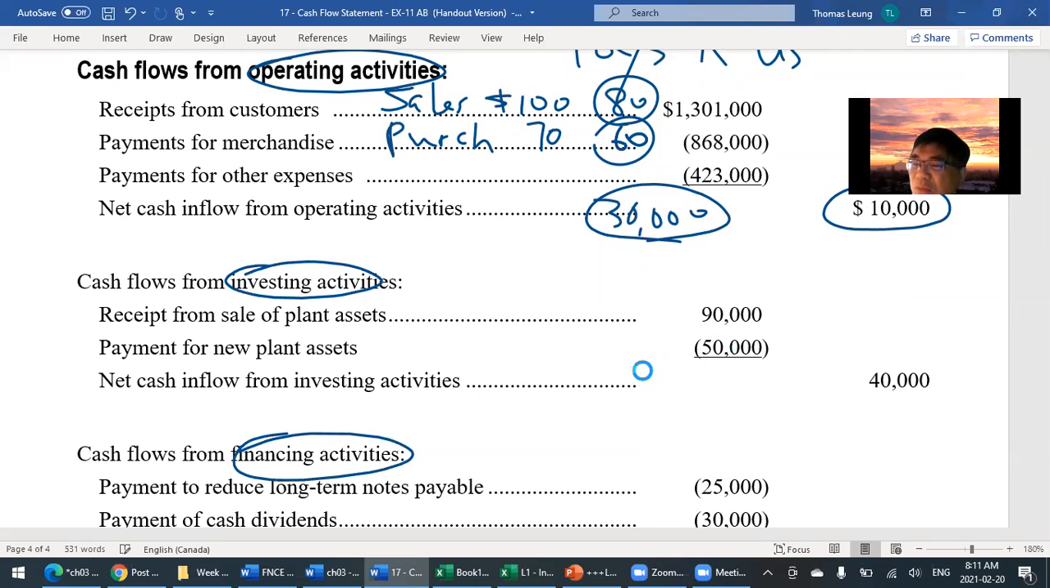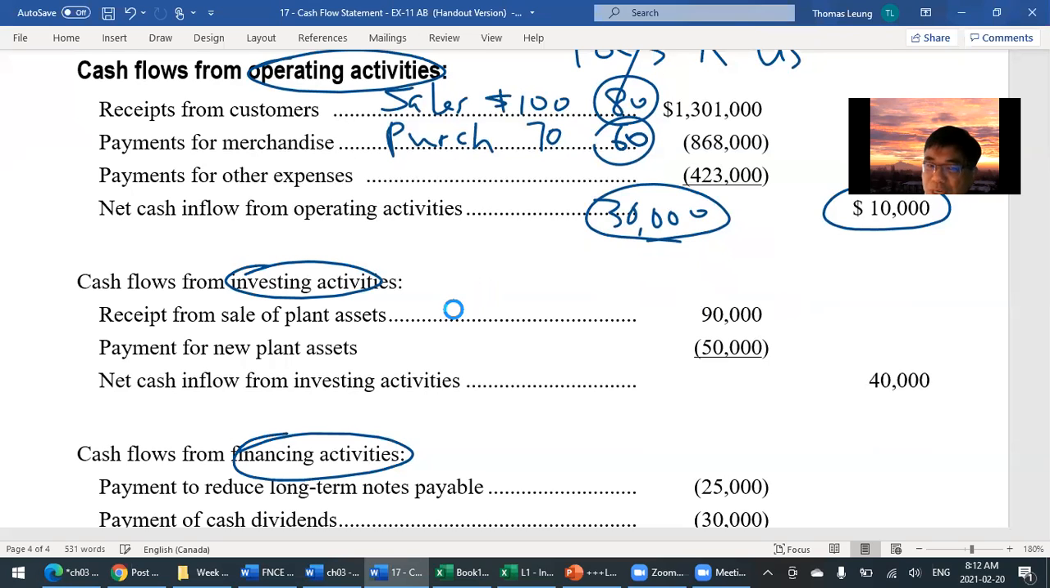Oh yes, I've spent some of my money on buying new investment, that is, a new machine. And on the other hand, I also sold some old machines and got this money. Then you have a better picture of your operation, right? That's investing activities.